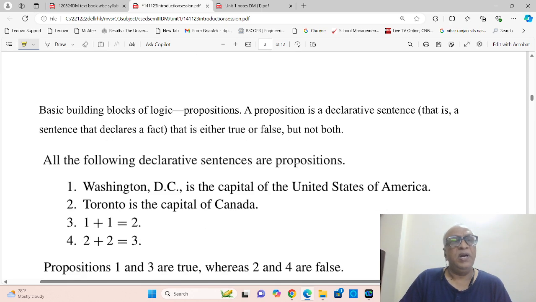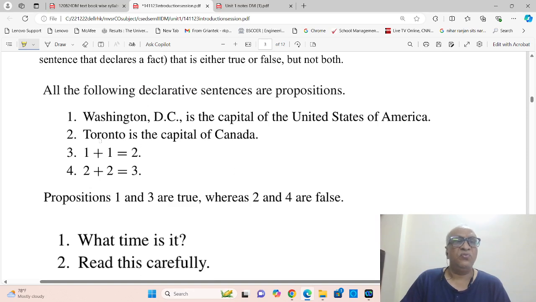The basic building blocks of logic are propositions. What is a proposition? It is a declarative statement, that is, it declares a fact. And what is a declaration? The fact that it is either true or false, but not both.